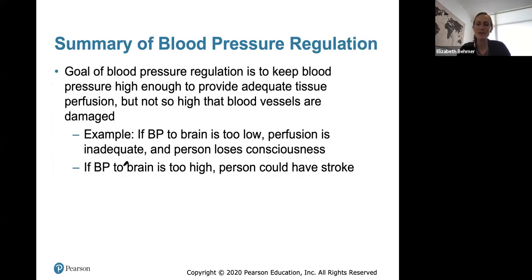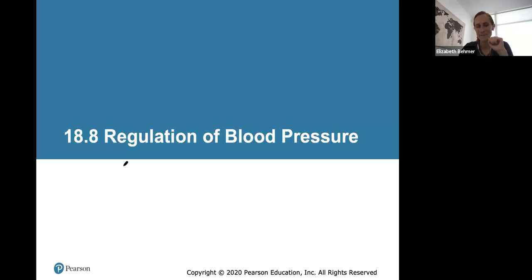So then a summary of blood pressure regulation. The goal of blood pressure is always to keep blood pressure high enough to provide adequate tissue perfusion, but not so high that blood vessels are damaged. For example, if your blood pressure in the brain is too low, perfusion is inadequate, so the person will lose consciousness. But if blood pressure to the brain is too high, the person could have a stroke if something gets clogged, or if there's too much buildup of pressure.